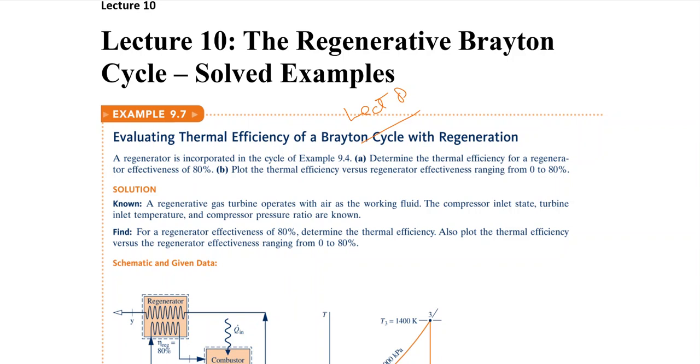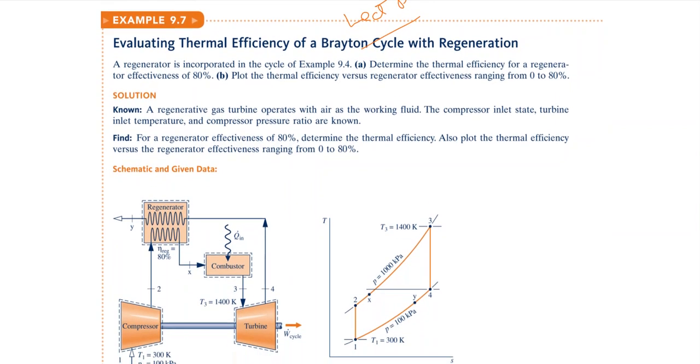A regenerative gas cycle operates with air as the working fluid. The compressor inlet state, the turbine inlet temperature, and the compressor pressure ratio are given. The regenerator has an effectiveness of 80%.